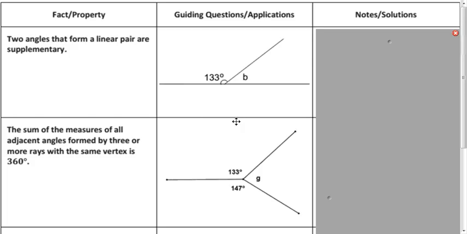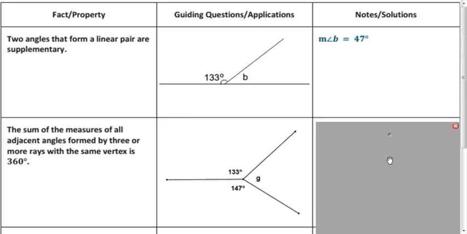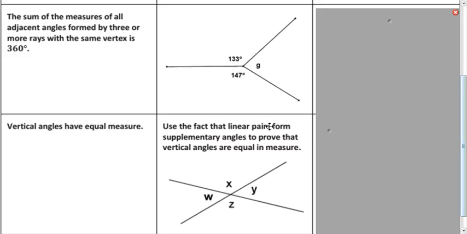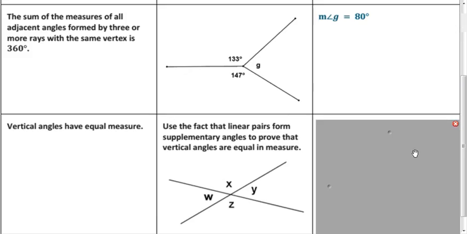So here, I want you guys to figure out what we should put in the notes or solutions column for each one. So think about it for angles B and G, and then I'll show you the solutions. So for the first one, they add up to 180, 180 minus 133 is 47. And this one, they add up to 360, so 360 minus 133 minus 147 gives you 80 degrees.